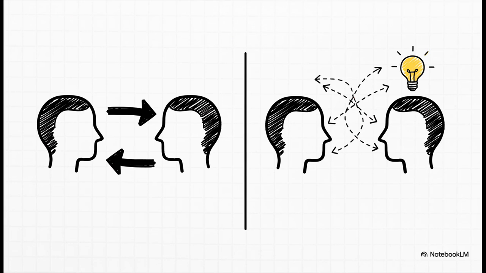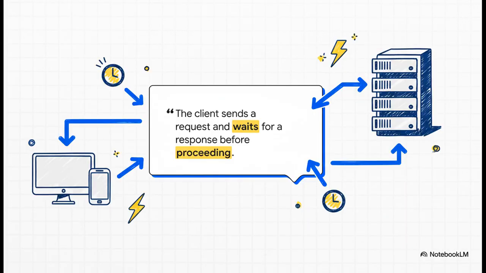But here's the thing, not all of these conversations have the same rhythm. These digital chats can be synchronous or asynchronous, and knowing the difference is absolutely key to building apps that feel fast and responsive. Synchronous communication is the most straightforward way. Just like the example says, the client sends a request and then it just waits. It's a blocking operation. Nothing else happens until the server sends that full response back. It's like making a phone call. You're totally tied up until the conversation is over.